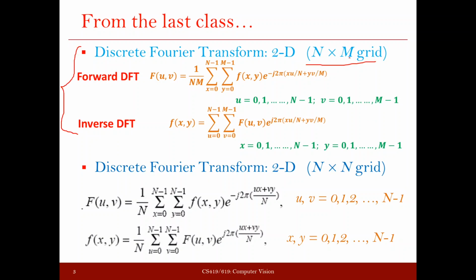One was when the image was of size n cross m, and then another was when the image was of size n cross n. So when the image is of size n cross m, in the forward DFT, we said that F(u,v) will be equal to this expression where the coefficient that you see at the beginning will be 1 by nm, and there was nothing in case of inverse DFT. But when the image was of size n cross n, there we distributed this coefficient and made the coefficient 1 by n in both forward and inverse case, right?